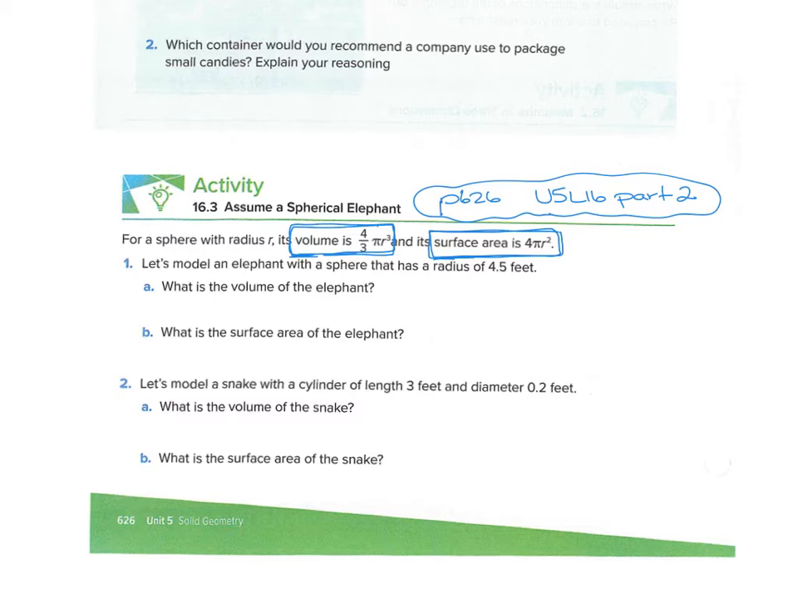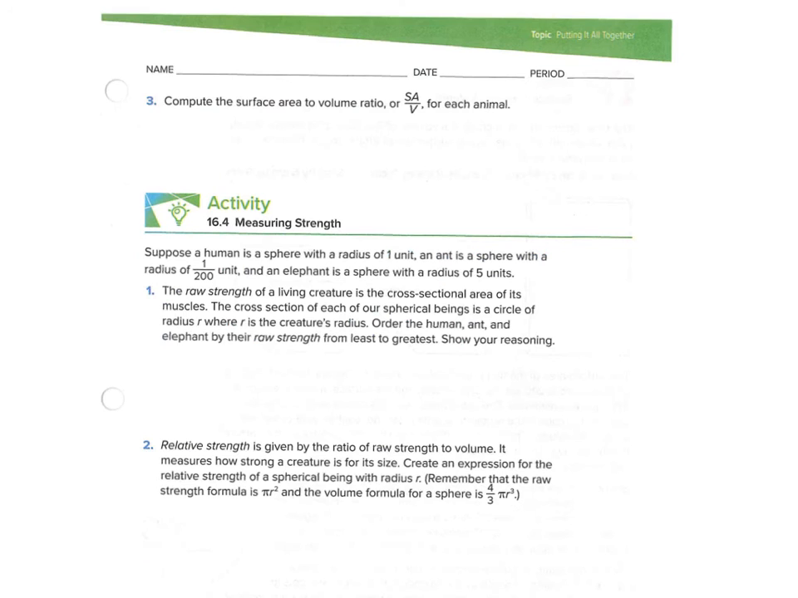So in this problem, we're going to model an elephant, a big old elephant, with the idea it's like a sphere. It's big, it's round, it's large, and it has a radius of 4.5 feet. So it asked me what is the volume of the elephant and what is the surface area of the elephant. So I'd like to substitute my radius into my formula.